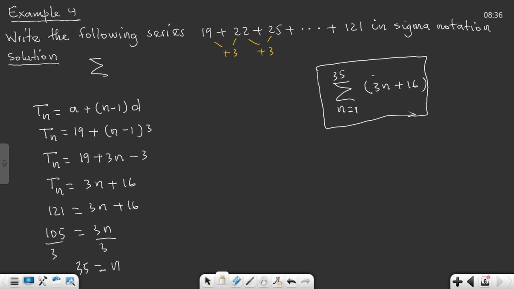You solve for your general term and then you put your general term in front of the sigma symbol. You solve for the value that can be replaced in order to get your last term, and then you put it at the top. You solve for the value that can be replaced in order to get your first term. You put it at the bottom.